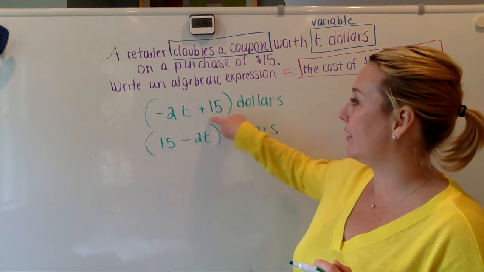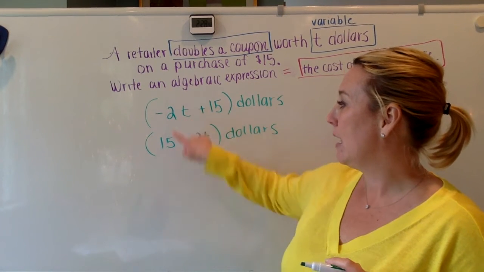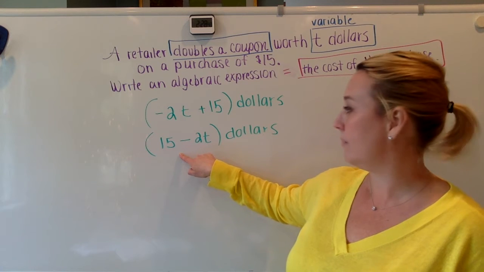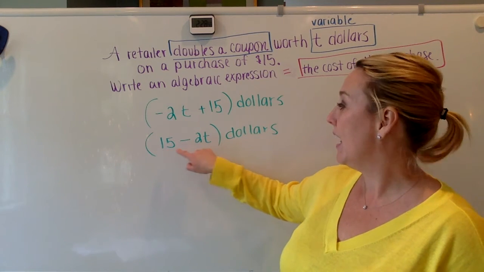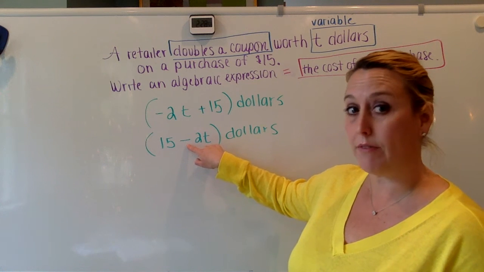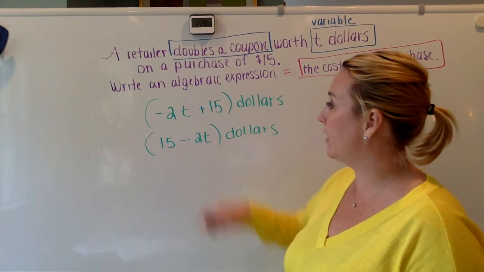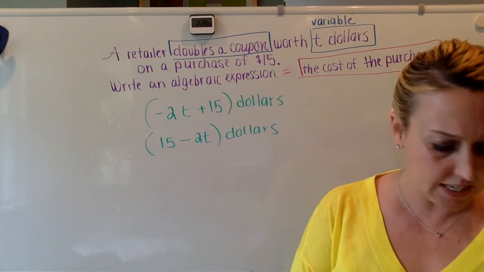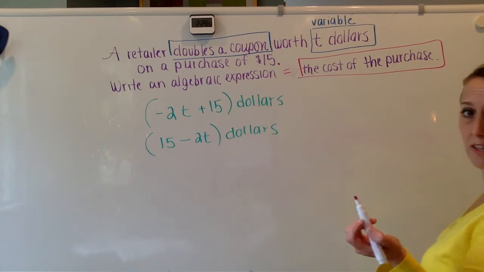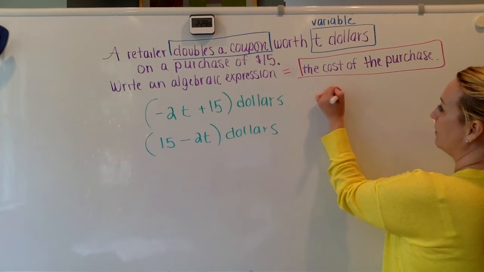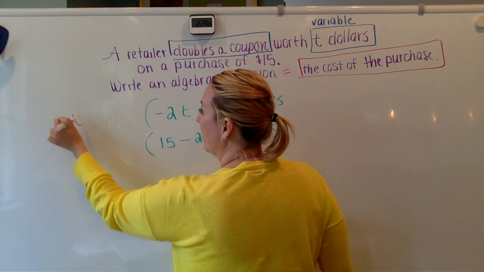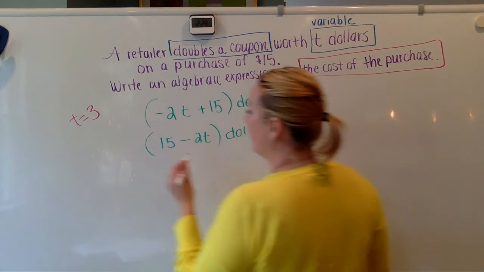The book actually recognizes this as the correct answer, but I wanted to show you this because in a lot of ways this makes more sense to me. As you spend the $15 and then you get to take off, because it's a coupon, you're taking it off of your 15 and it's doubled t. So like I said before, I tend to just make up a substitute value. So just to check if I did it right, I'm just going to make this up and say t is equal to 3.